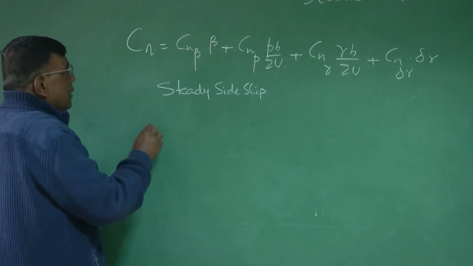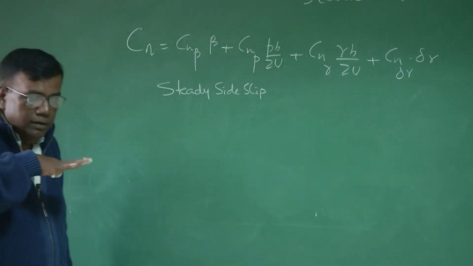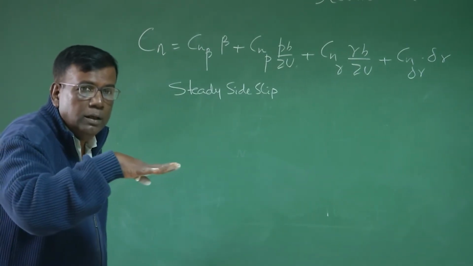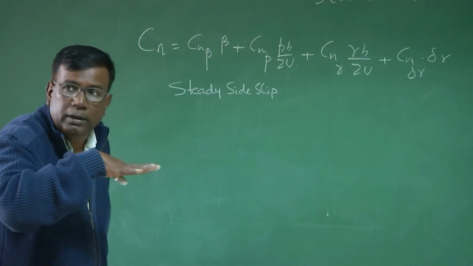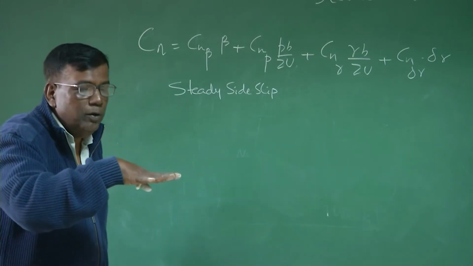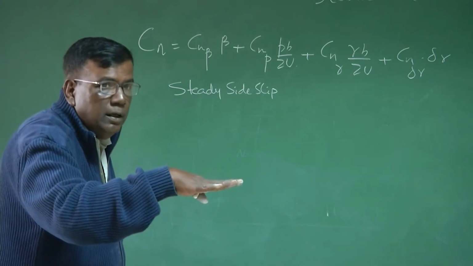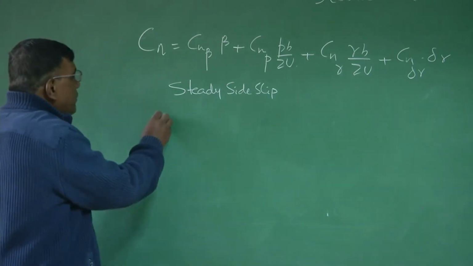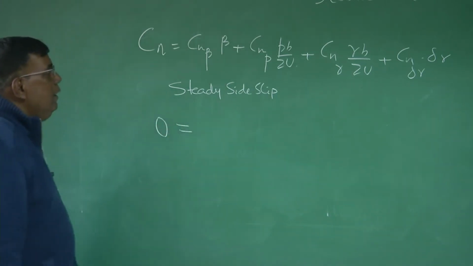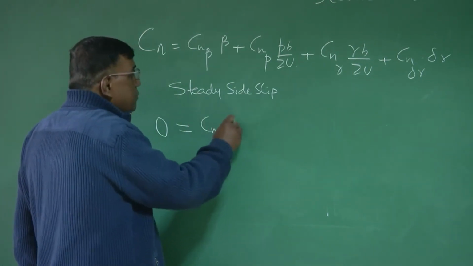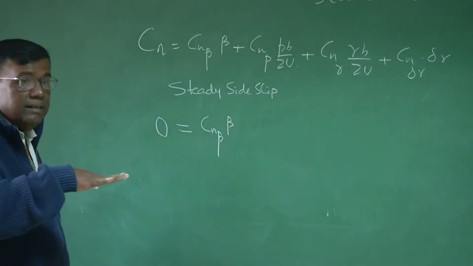now let us see, it is steady side slip, the airplane is going like this. What is the value of Cn? Is there any yawing moment? If there is a yawing moment, it will turn. That is going like this. So is any yawing moment there? So what is the left hand side? It becomes 0. So Cn beta into beta, yes, beta is there because it is going in steady side slip.